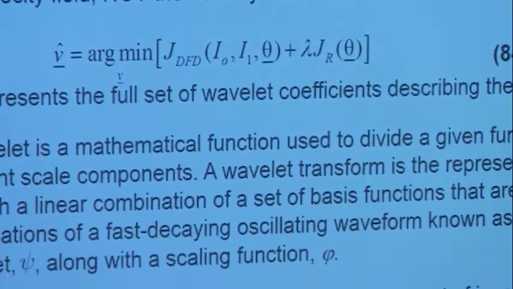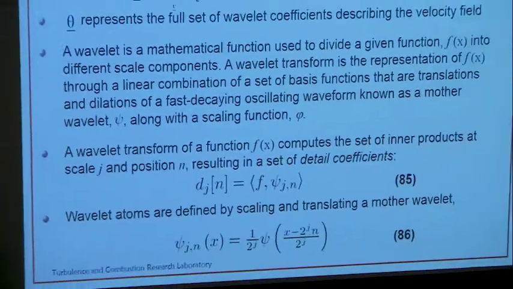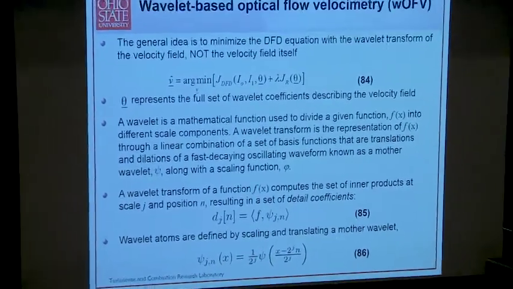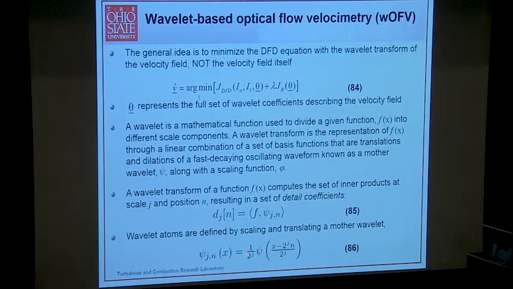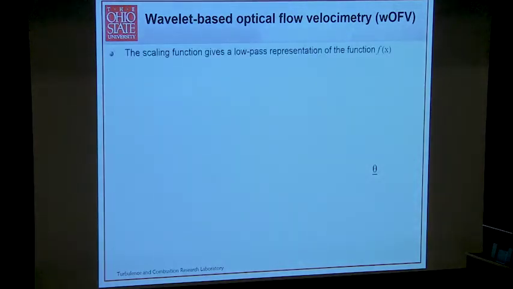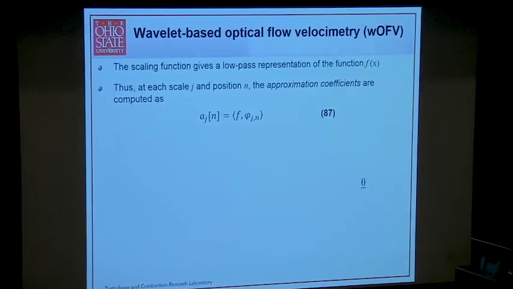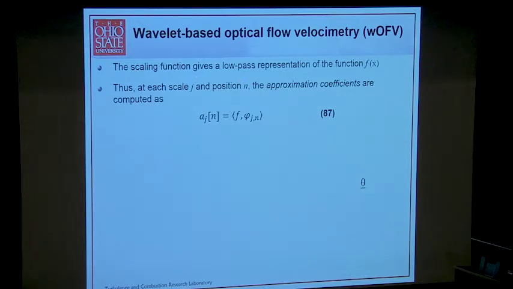And the wavelet atom is just a scaled and translated version of some other function, which is called a mother wavelet. So these concepts called wavelets exist. We can fit them to our scale and position through scaling and translation. We take the inner product with our signal F, and we generate a whole bunch of detailed coefficients. Now, the scaling function phi is associated with every mother wavelet. It gives us a low-pass representation of the function, such that at each scale J and each position N, we generate a set of approximation coefficients through the inner product of F and phi.